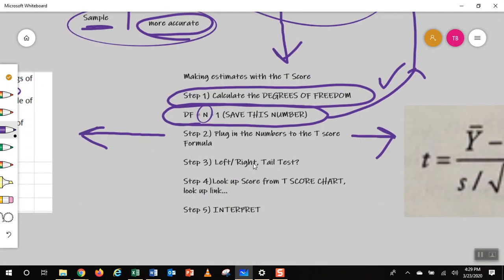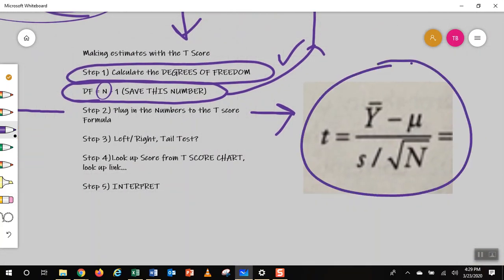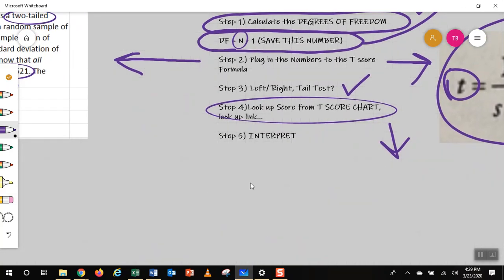Okay, so step 2, you're going to plug in the numbers to the formula. This is what our formula looks like for this one. We're getting the t, and it's going to look very similar to the last one. There's just going to be no standard deviation. Just like the other one too, we're going to want to know whether it's a left or right tail test. Then finally, we're going to look it up on a t-score chart. I have a link for that, and I also will have it posted down here, in this document. Step 5, you interpret it, okay? So let's go through this.